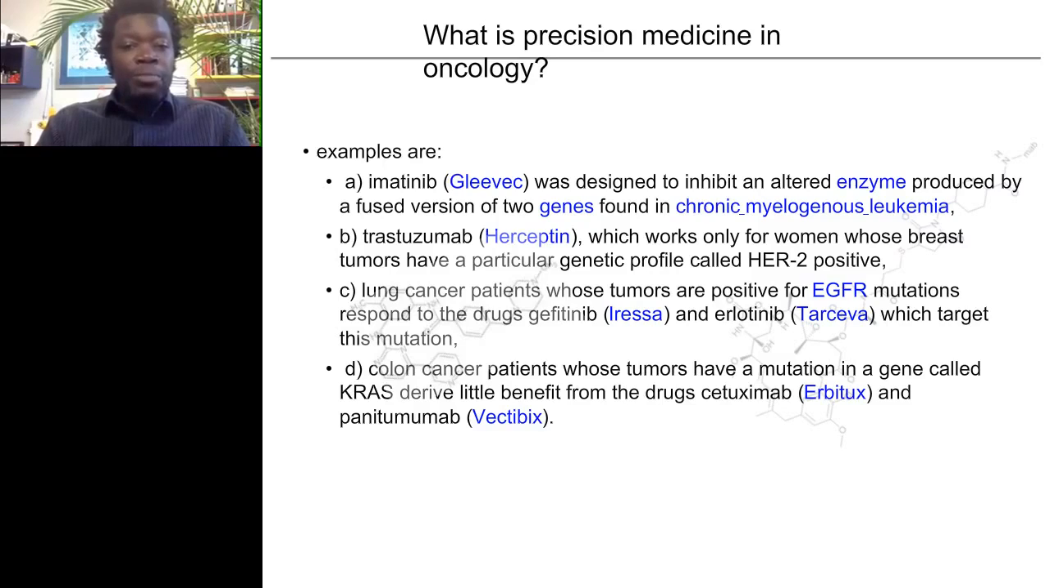generation precision medicine therapies. And here, patients with mutations in KRAS will get some benefit from the use of these drugs, which are Vectibix and Erbitux, two drugs that have been used for KRAS mutations.